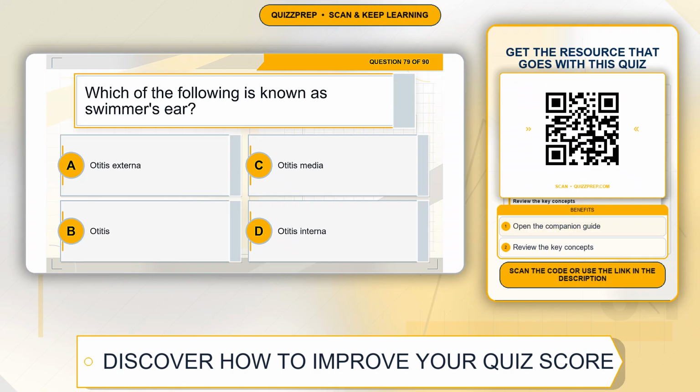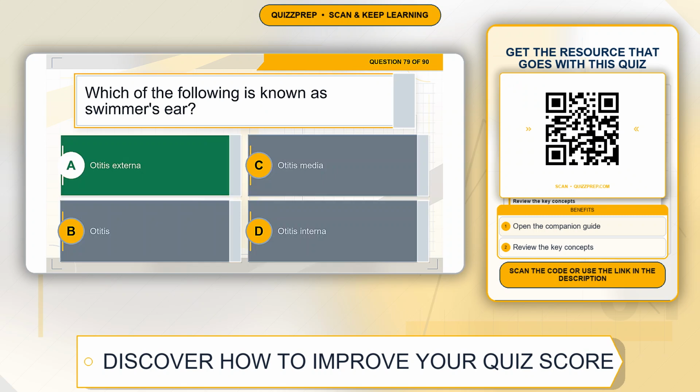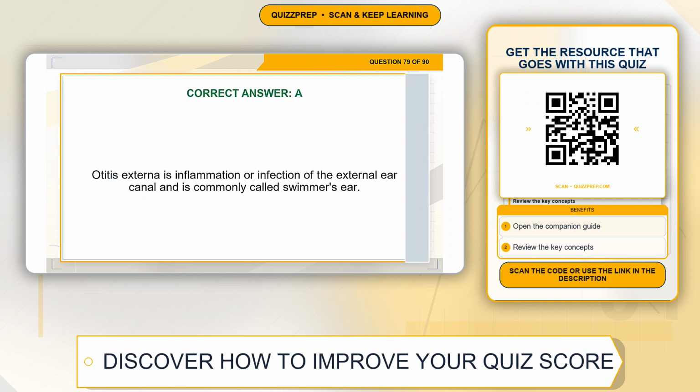Question 79. Which of the following is known as swimmer's ear? Option A, otitis externa. Option B, otitis. Option C, otitis media. Option D, otitis interna. The correct answer is option A, otitis externa. Explanation. Otitis externa is inflammation or infection of the external ear canal and is commonly called swimmer's ear.